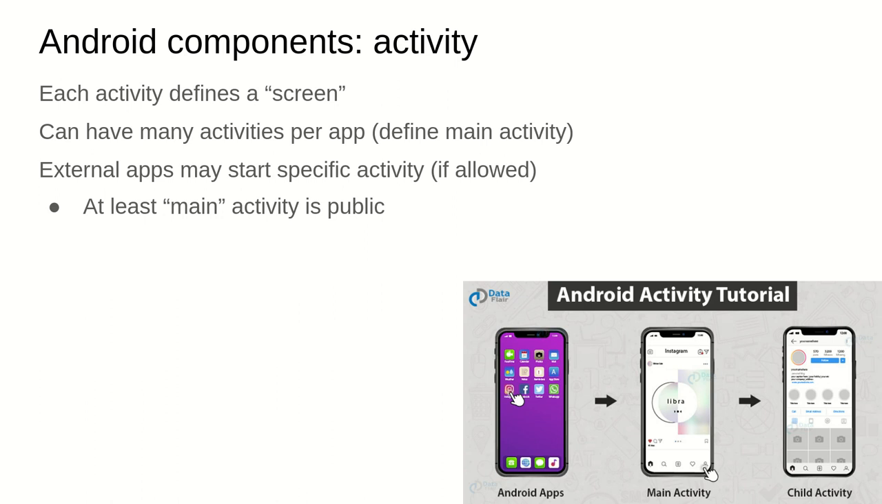At least the main activity must be public, and this main activity is being launched when you, in quotes, start the app. All the other activities can be used either by other apps, or internal apps, to launch specific functionality directly.